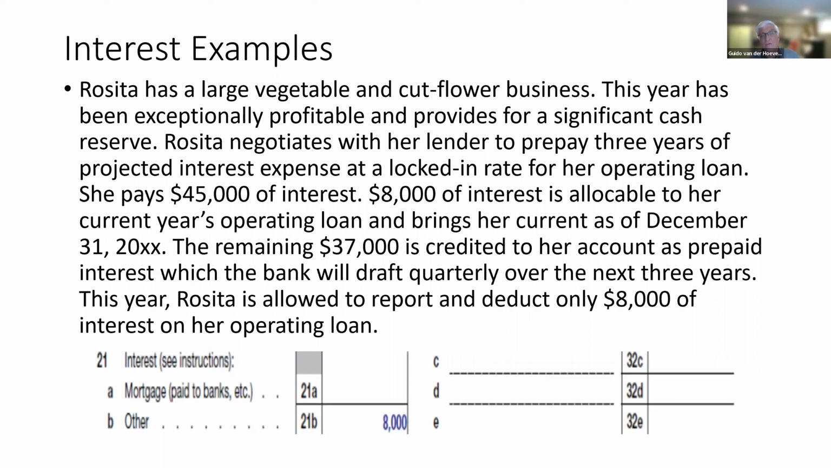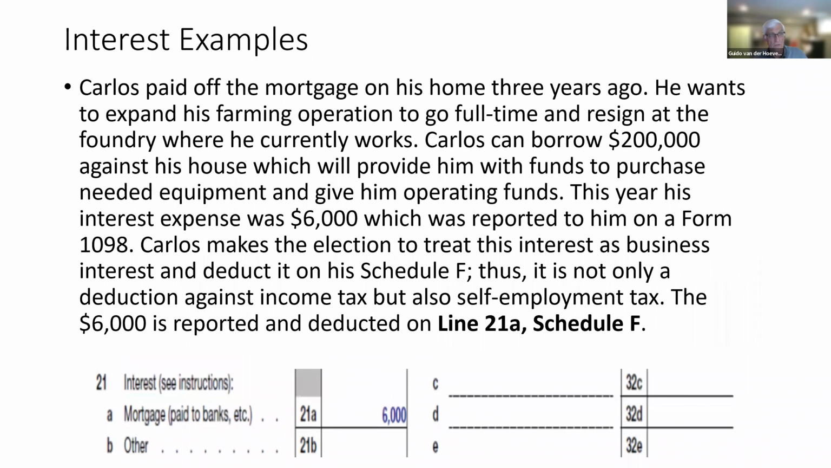The remaining $37,000 is going to be credited to her account as prepaid, and the bank is going to draft that quarterly over the next 3 years. So this year, because of the tax rule relative to interest and also rent and also insurance, if there is some benefit that is greater than a 12-month period, you can only take that which is within the current tax year. And in this illustration, it's $8,000 on the interest side.